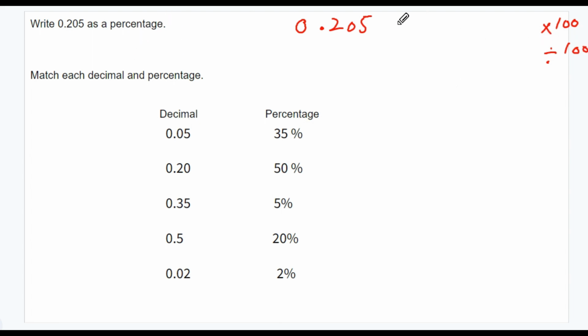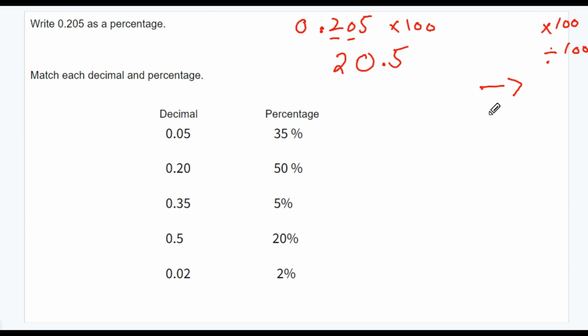It means I need to multiply it by 100, right? So it means my decimal is going to move forward. Okay, so how many times? 2 times. 1, 2. Where is your decimal going to be placed? Here, after 0. So this is your answer.